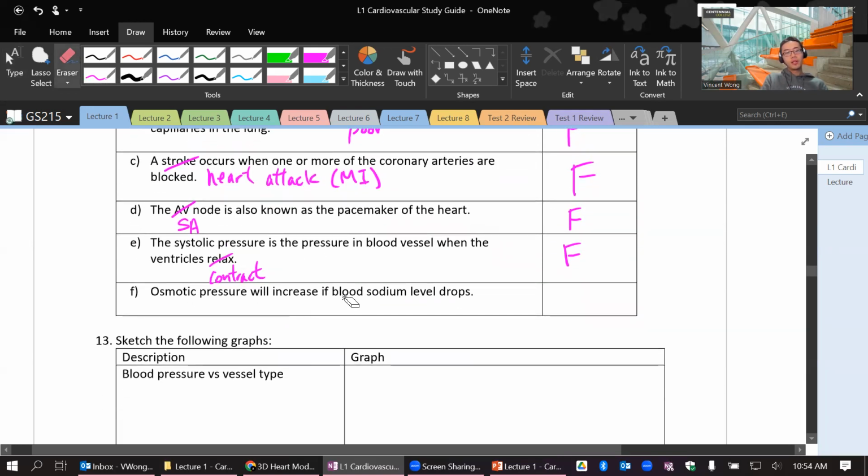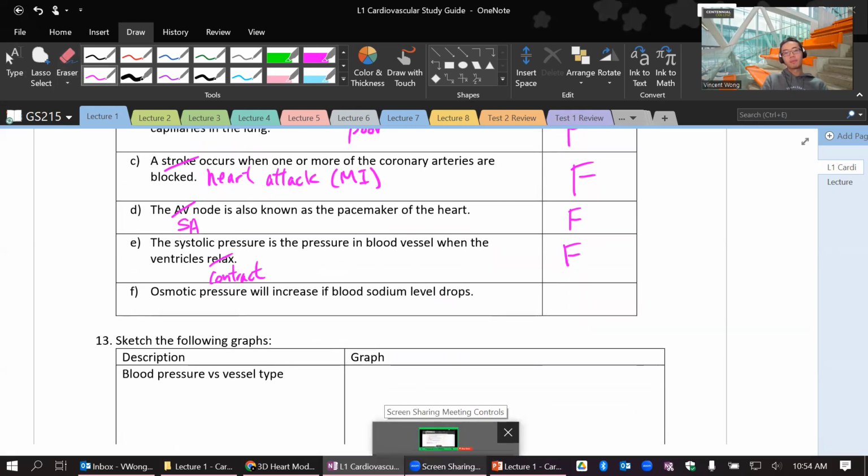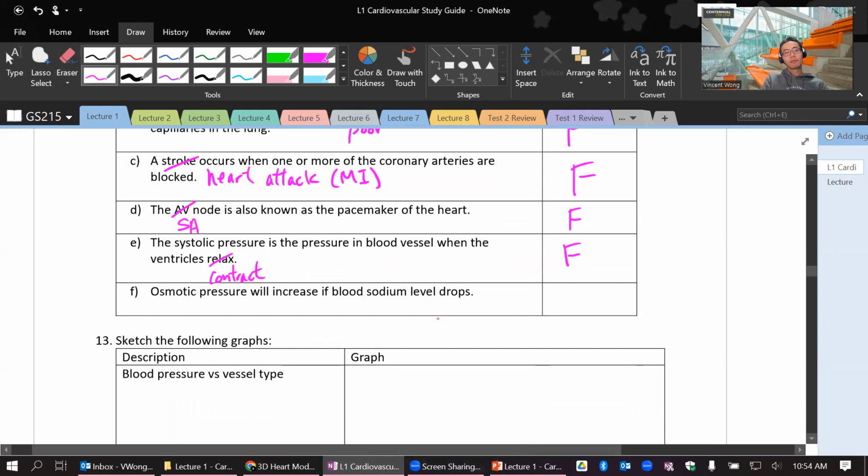Osmotic pressure will increase if blood sodium level drops. Let's think about that one. What do you think? True or false? Osmotic pressure will increase if blood sodium level drops.